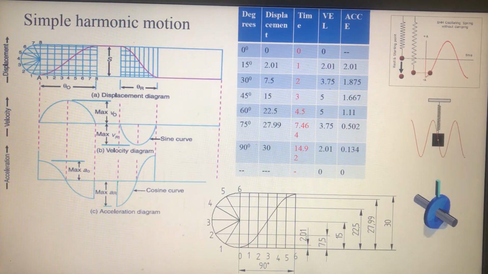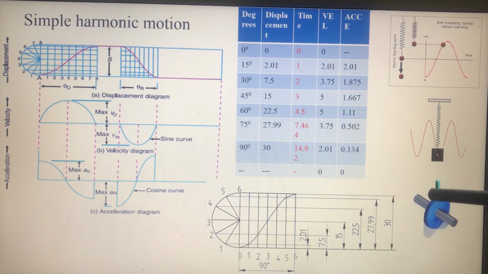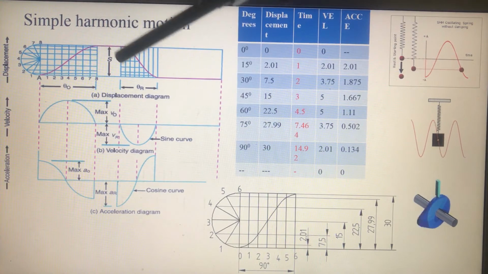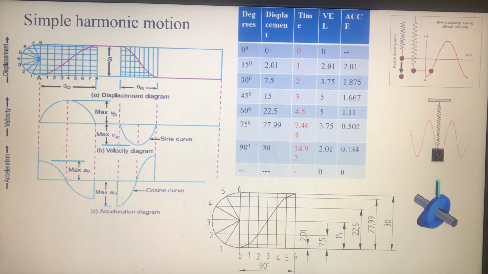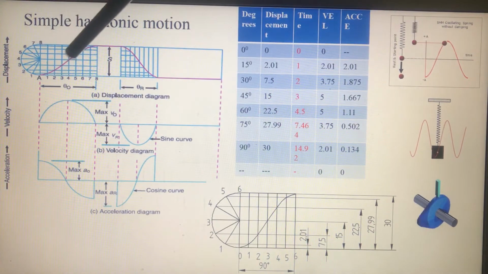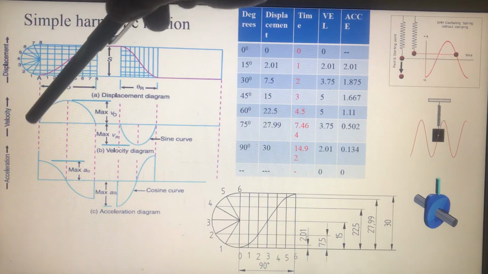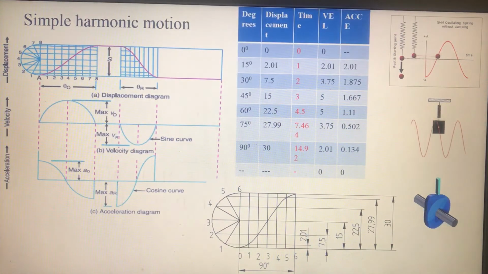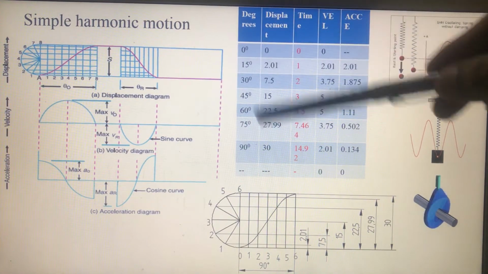The question is, if the lift or displacement of the follower is of simple harmonic motion type, then what would be the patterns of velocity and acceleration? So this is the displacement, this is the velocity, and this is the acceleration type. If the displacement is of simple harmonic type, then velocity is a sine wave and the acceleration is a cosine wave. To explain this, I am considering some data in this table.